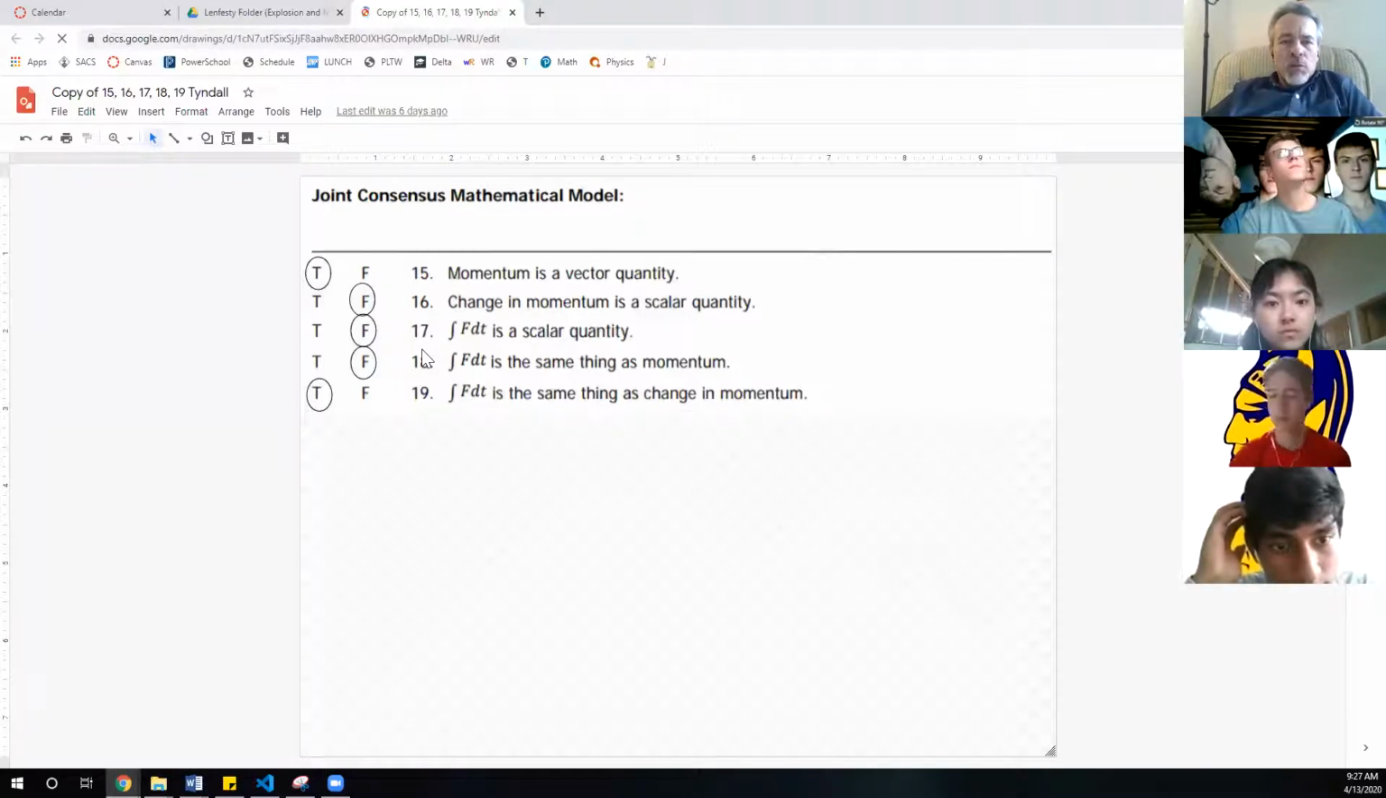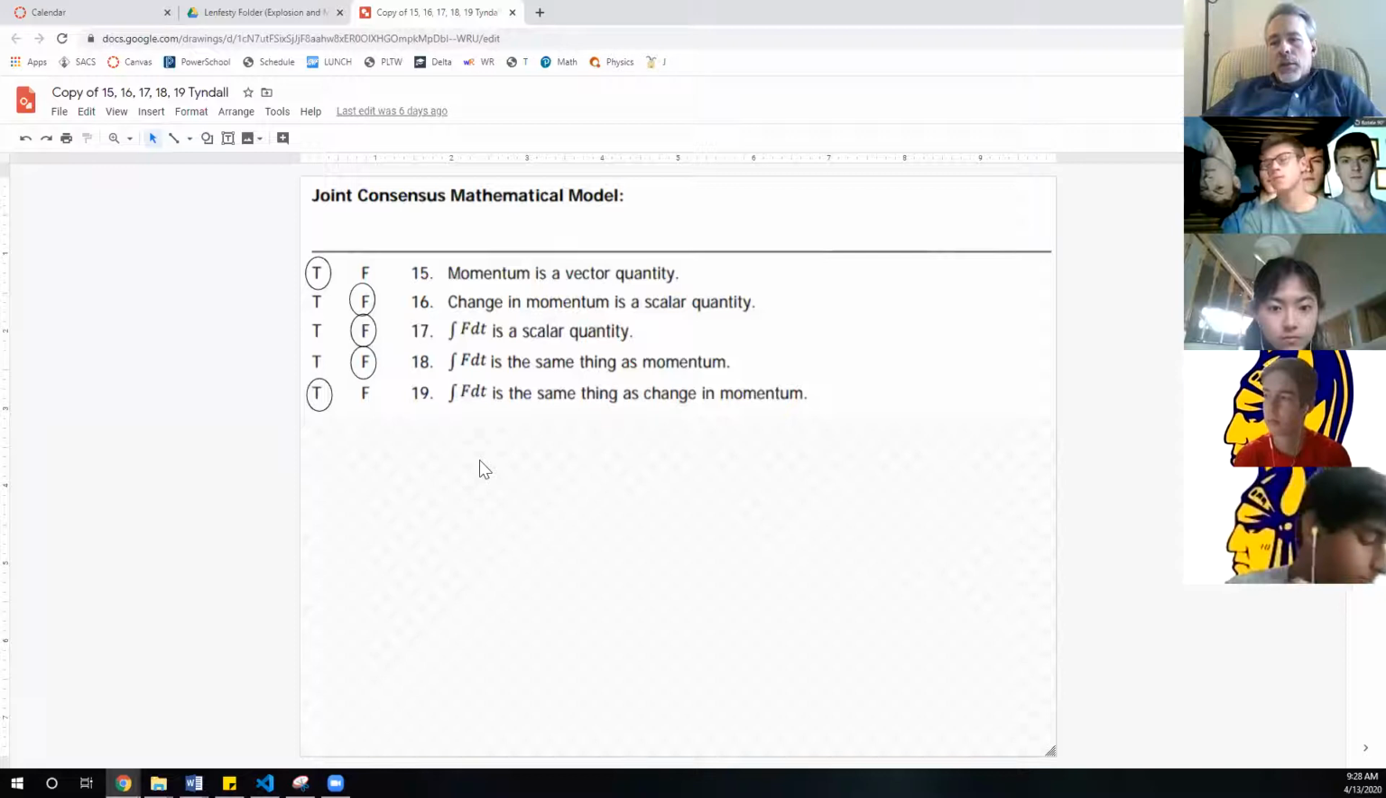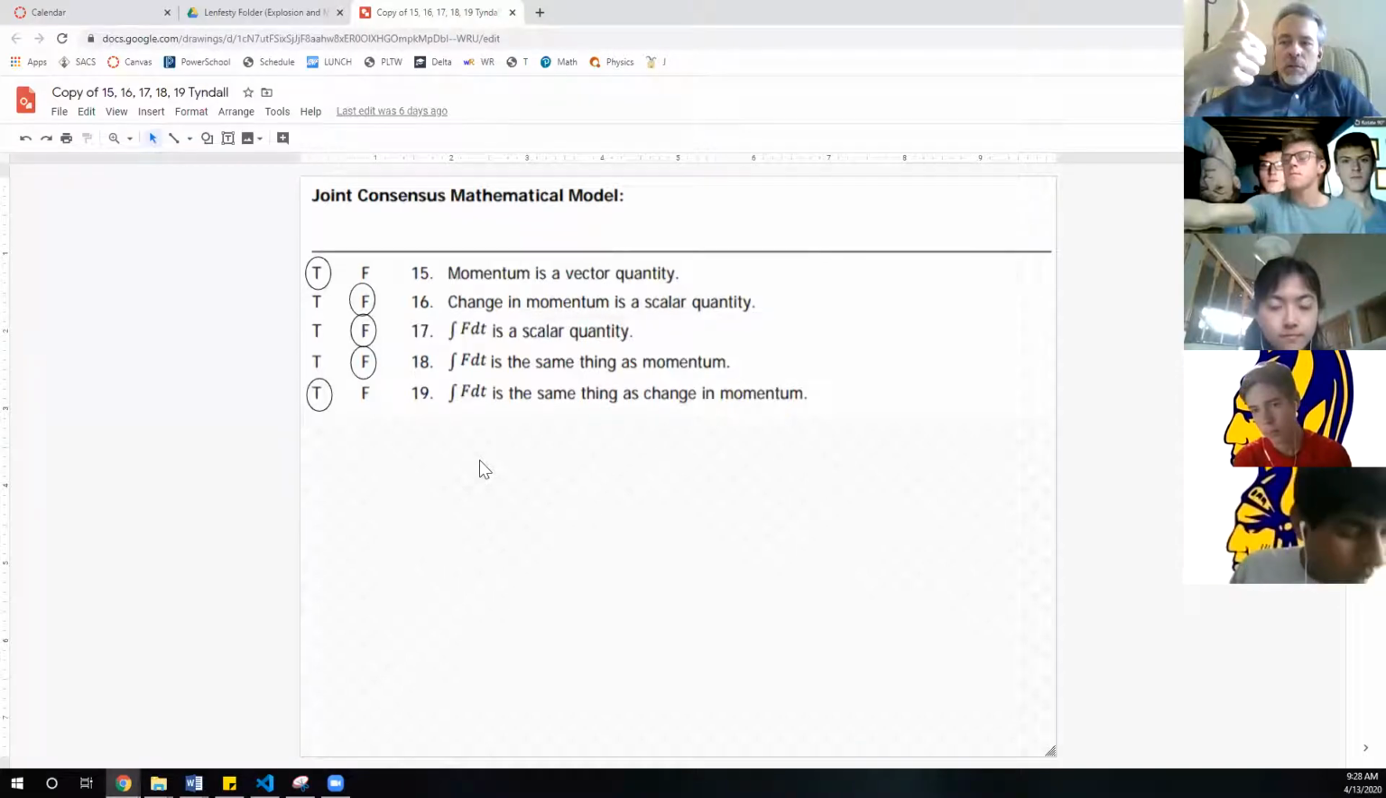Those are both false. And then number 18, that symbol again would mean the impulse. The impulse is the same thing as momentum? That's not true. Impulse is really the same thing as a change in momentum. So that's kind of number 19, and I think I agree with that. Everybody agree? Good? All right, nice.